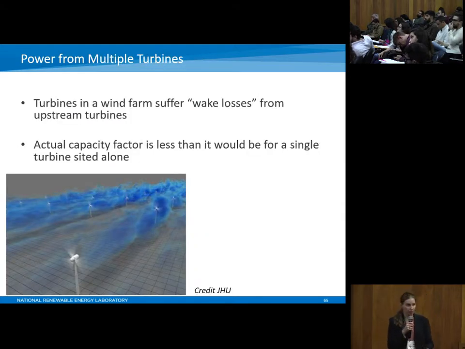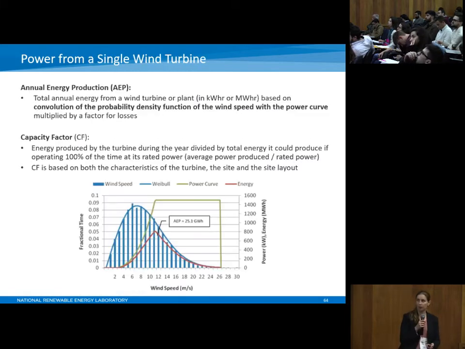Of course, turbines in a plant, as we've talked about many a time today, suffer from wake losses, and so our actual capacity factor is going to be less than this, primarily because of wake losses. There are other losses in the plant. You have electrical losses, you have availability losses because turbines are down for maintenance.